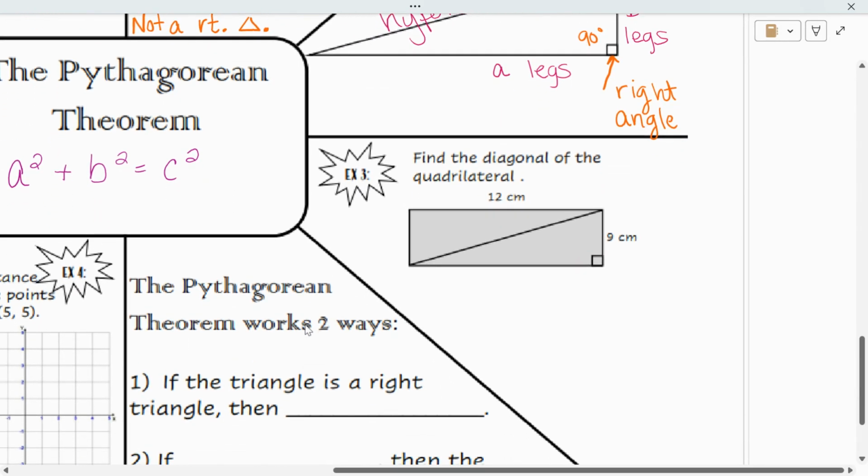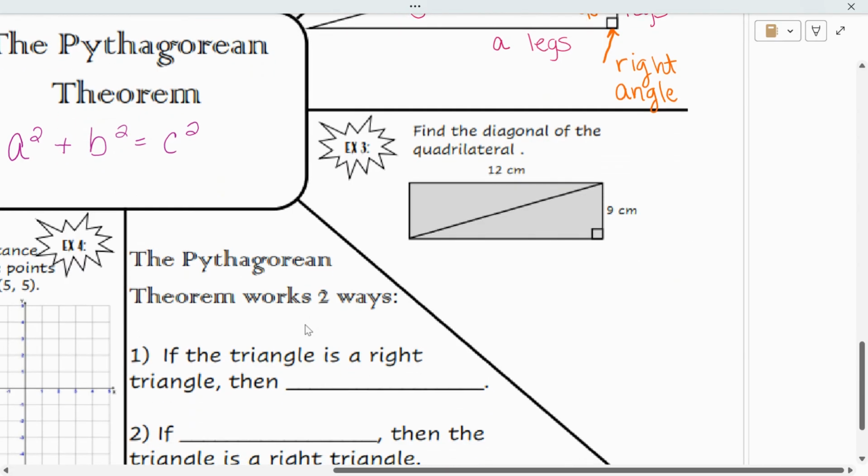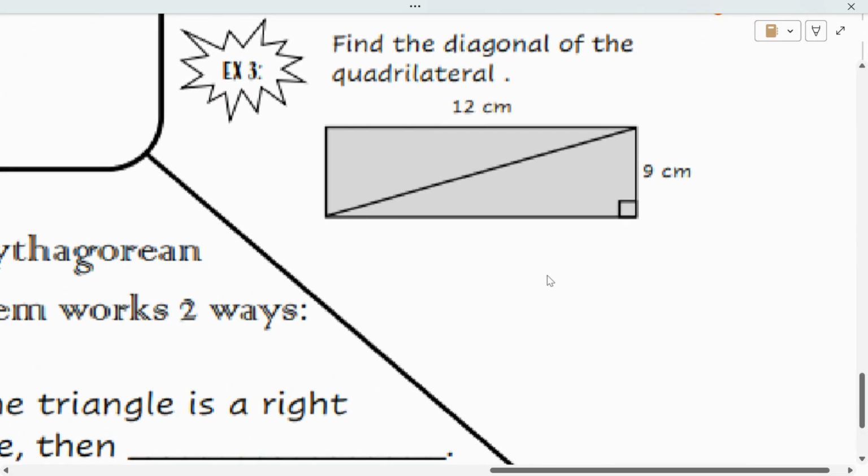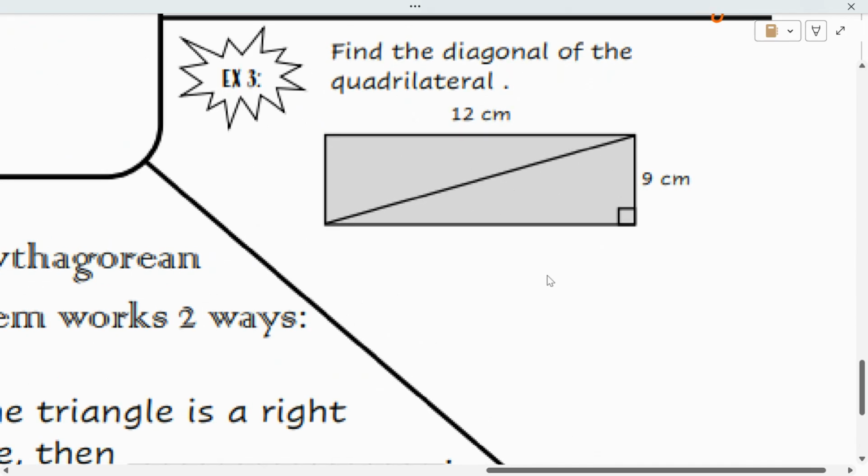Find the diagonal of the quadrilateral. So the diagonal is this right here. And this looks like a rectangle, and I say that because I've got a right angle in the corner. I know that the height is 9 centimeters and the base is 12. So I'm going to put that 12 centimeters down here.